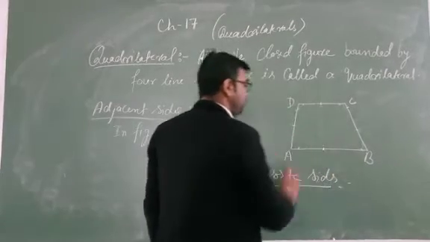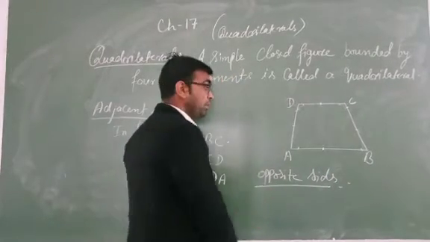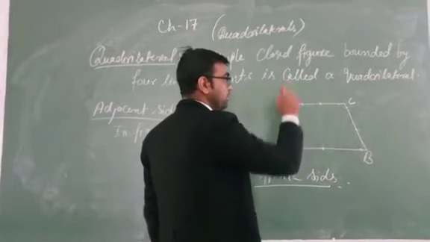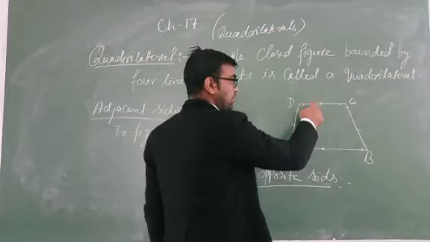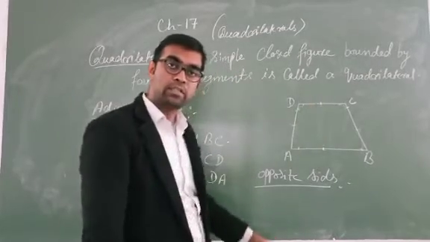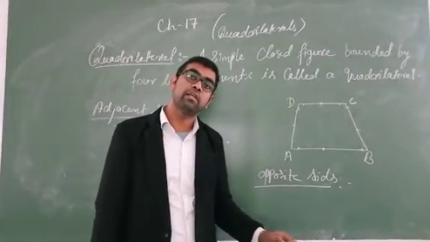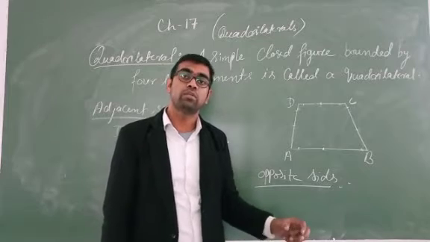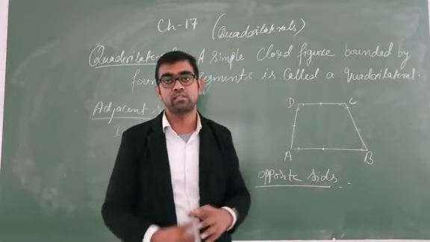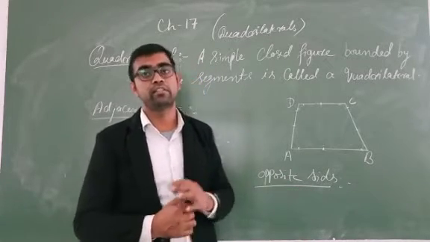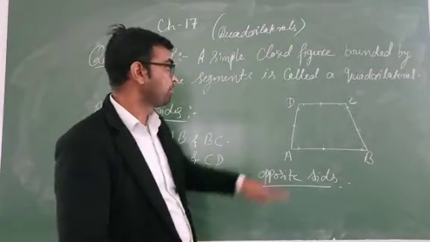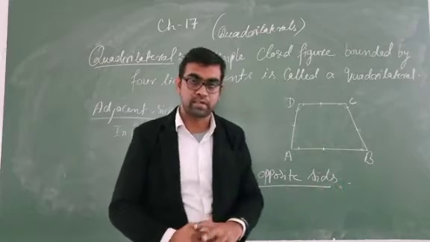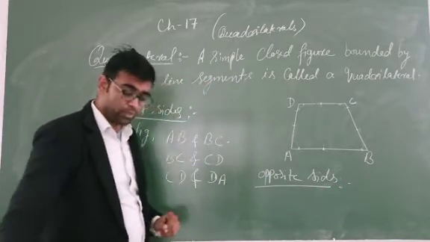So here, opposite sides. What is opposite of AB? Opposite of AB is CD, because the other two sides are adjacent to AB. So opposite sides of a quadrilateral: if a side is not adjacent to a given side, then it is said to be the opposite side. I hope it is clear. Now come to the next point.